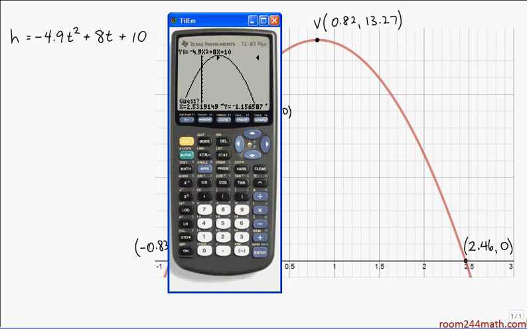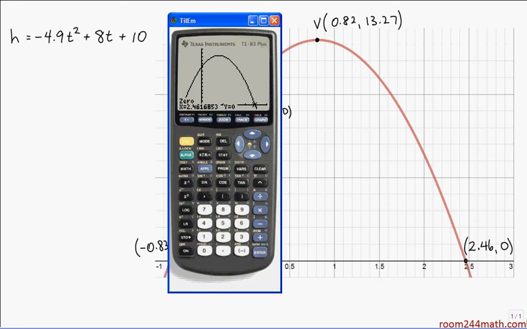If there's more than one place that it's crossing the x-axis in the interval that you specify, you'll need to move the cursor closer to one or the other. But here there's only one in the interval that I've specified, and so I can just hit enter. And it gives us a 0 at 2.46. The y-coordinate obviously is 0. That's exactly what we're looking for when we use the 0 function. And so 2.46 seconds is how long it takes for this object to hit the ground.